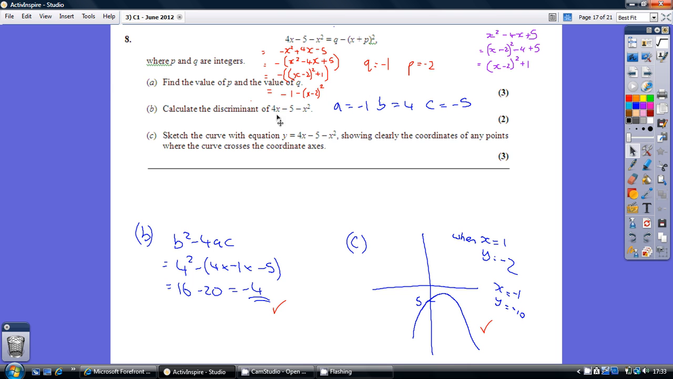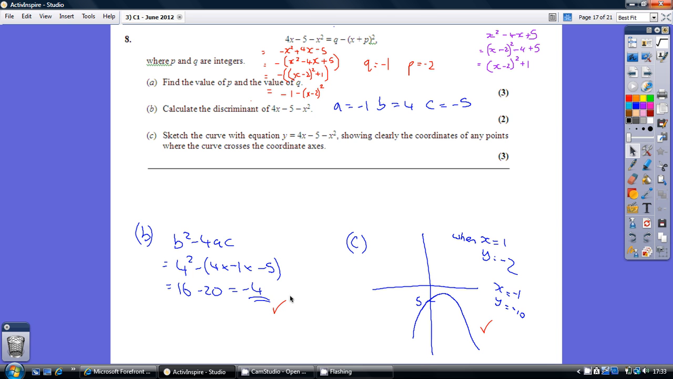To calculate the discriminant, remember A is the coefficient of the x squared, B is the coefficient of the x, and C is the number on the end. So that's A, B and C. Discriminant is b squared minus 4ac, so substituting that in we get -4. Now because the discriminant is negative, there are no real roots, so this curve will not cross the x-axis.